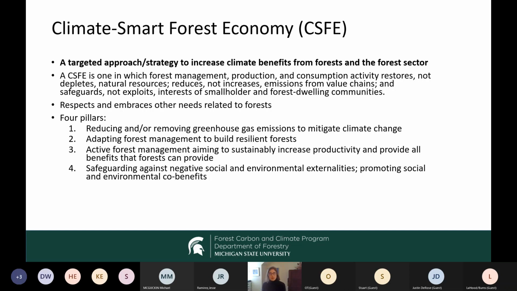There are four pillars associated with this climate smart forest economy. First, reducing or removing greenhouse gases to mitigate climate change is a key component, right? Second, adapting forest management to build resilient forests. Third, active forest management to sustainably increase productivity and provide the benefits that forests can provide, and especially substitution where possible. And then fourth, safeguarding against negative social and environmental externalities, including those regarding ecosystem services as well as local livelihoods, and promoting social and environmental co-benefits where we can, benefits to society and benefits to ecosystems where possible.